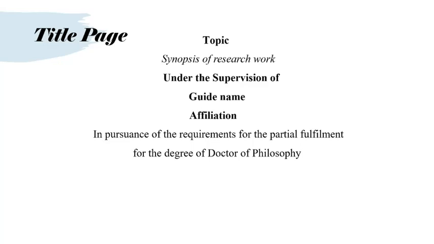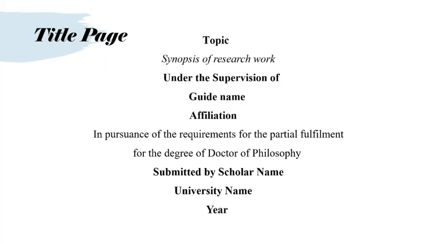You can take any sample synopsis of your own university and download it from Shodhganga. In Shodhganga, most of the universities have uploaded the PhD theses of past students as per the norms of UGC. So you can follow 2-3 samples of your own university to follow the guidelines and the language to be used. Then you will write submitted by the name of the scholar, followed by the name of the university and the year in which you are submitting. This is a draft of how your title page will appear.